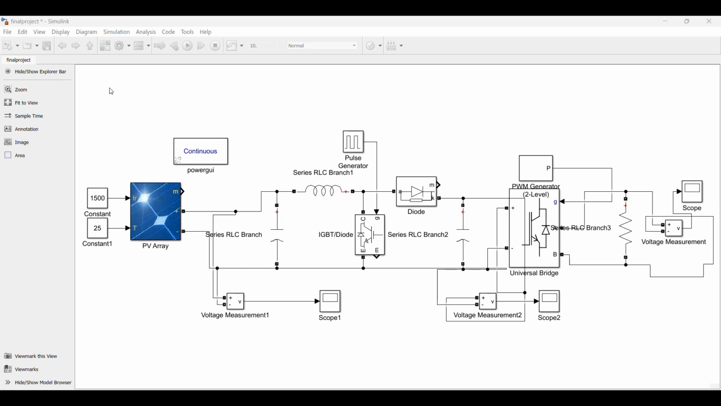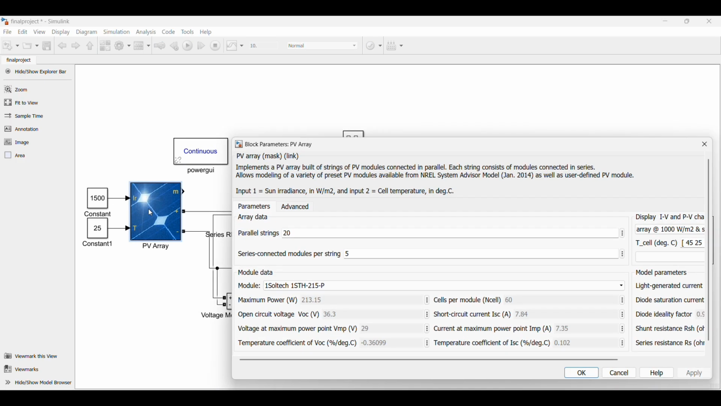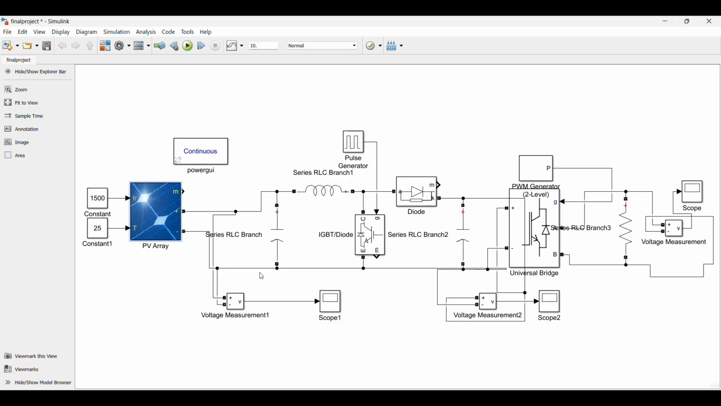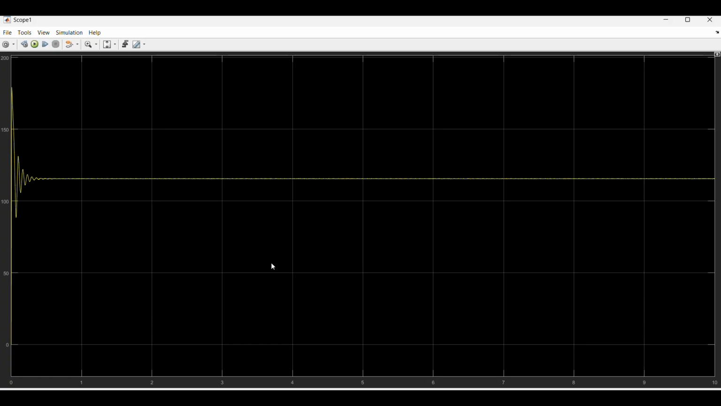Okay, now let's see the simulation results from our MATLAB Simulink. As you can see, we set up the PV array with 20 parallel strings and 5 series-connected modules per string. Now let's see the output of the PV array only. With this first figure, we are only able to see the voltage going up past 150 volts, but it wasn't able to reach our needed 250 volts.